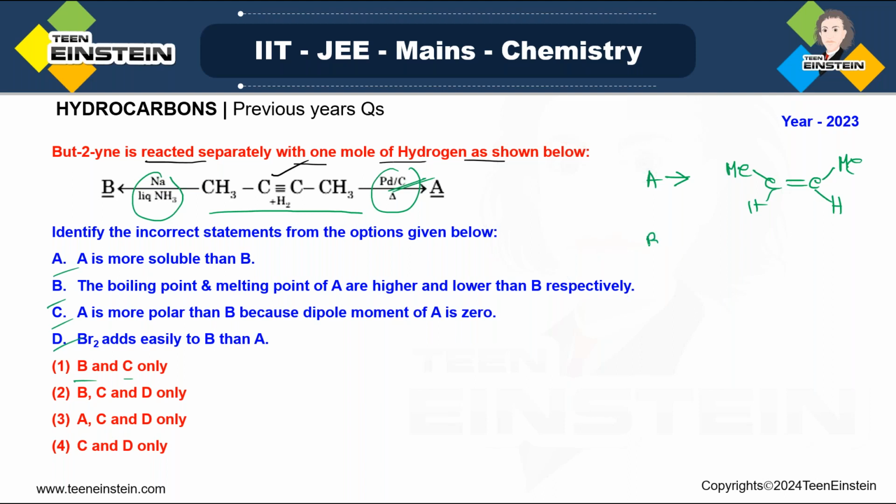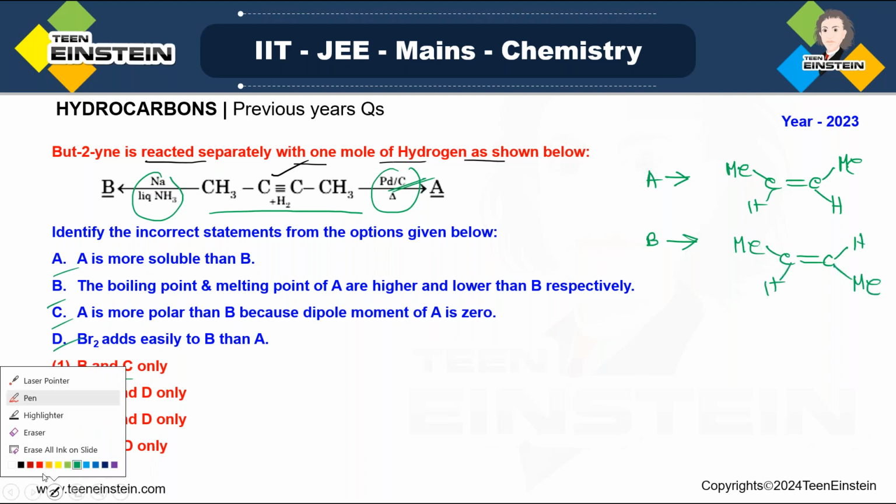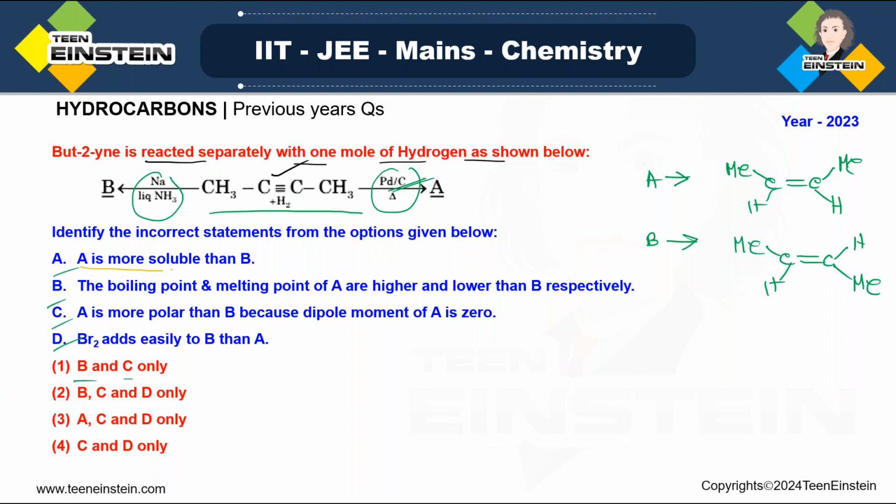Okay. And the structure of B will be trans, because in the presence of sodium in liquid ammonia, trans addition takes place. Now we will consider the option statements one by one. The first statement is saying that A is more soluble than B.